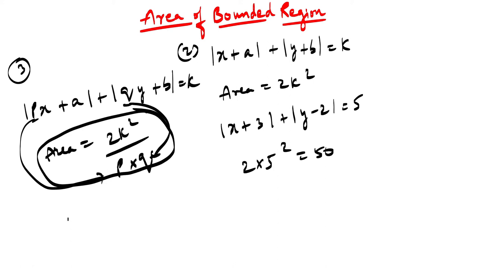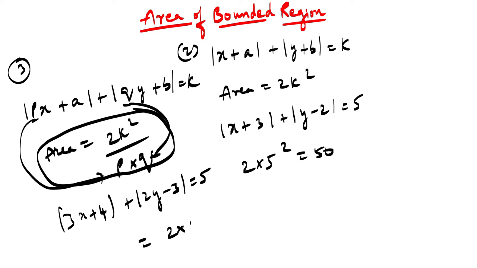For instance, let us calculate the area of |3x + 4| + |2y - 3| = 5. So the area will be equal to 2 into k square. K square is 5 square, 25. We are multiplying x with 3 and y with 2, so 3 into 2. This will be equal to 50 by 6, that is 25 by 3.